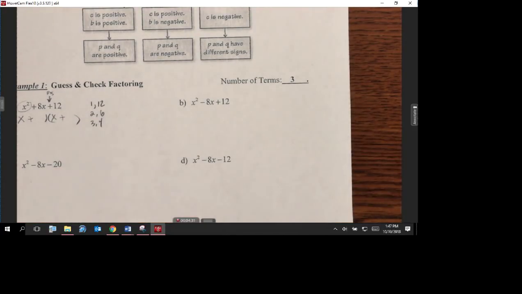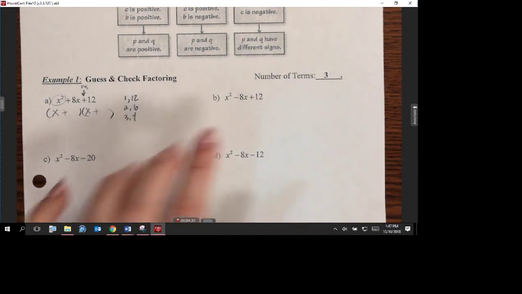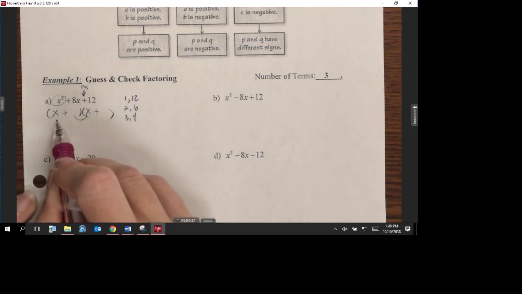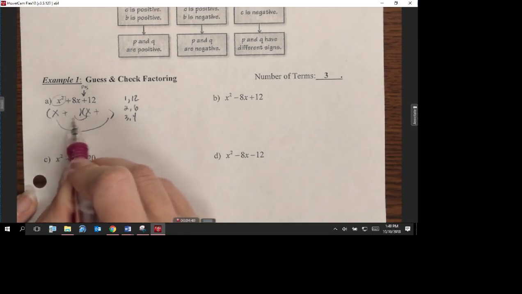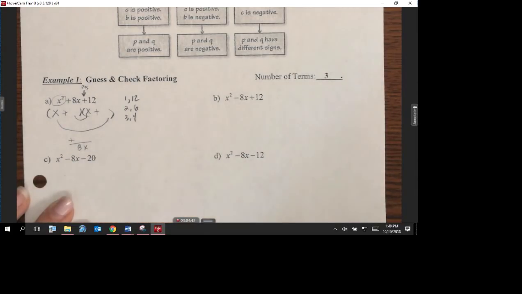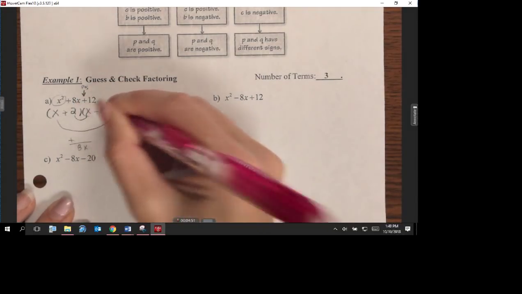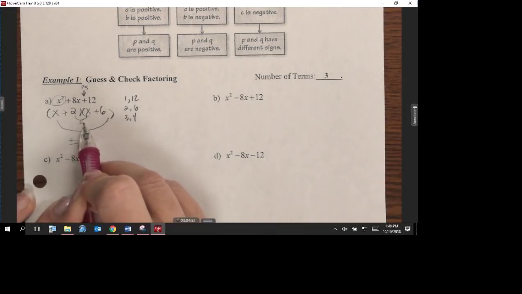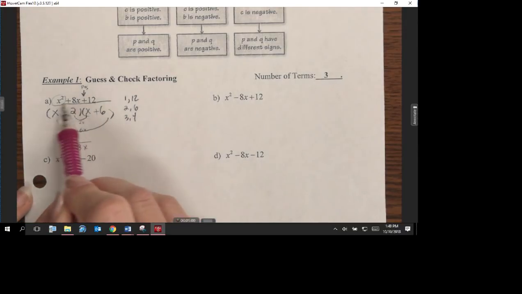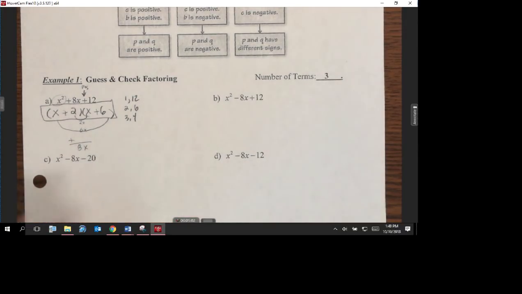Is that it? Okay. Well, when we go to put those in, we have to check by multiplying my inner two and my outer two back together. And when I do that, they have to add up to equal 8x. Can you kind of think ahead? 2 and 6. Let's check. 2 times x is 2x. 6 times x is 6x. Does that add up to equal 8x? So then we have it factored correctly. Yay.